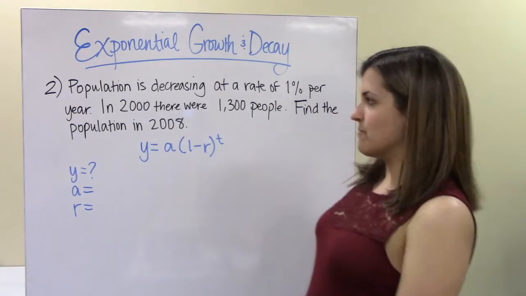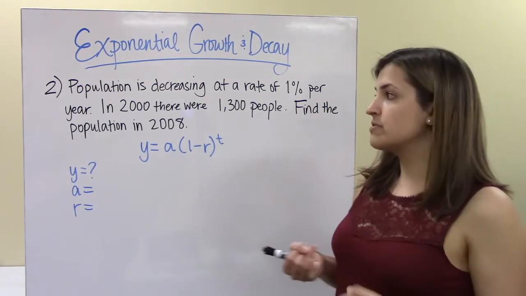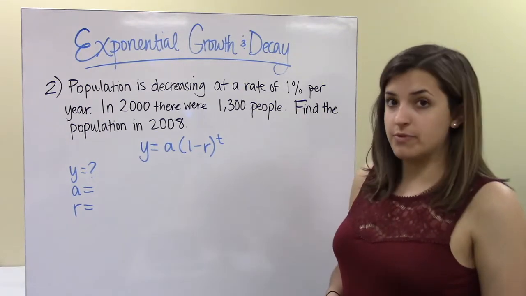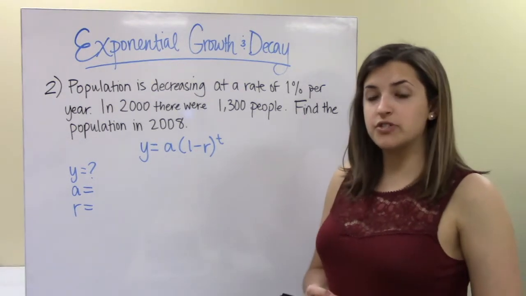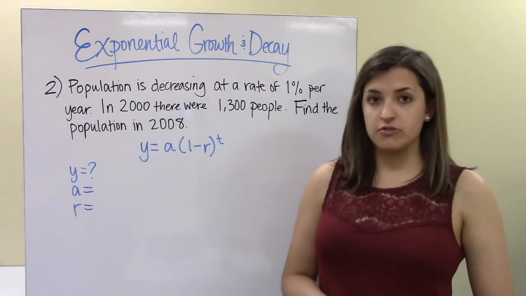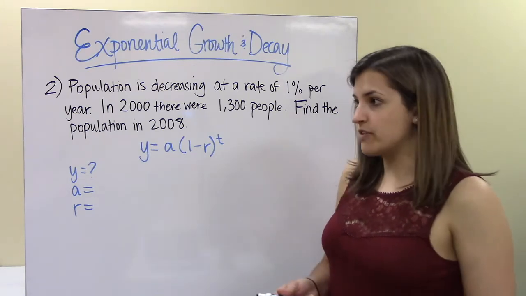Okay, here's our second problem. The population of a town is decreasing at a rate of 1% per year. In 2000, there were 1,300 people. So we want to write an exponential decay function to model this, and we want to find the population in 2008. So let's work on creating a function here first.